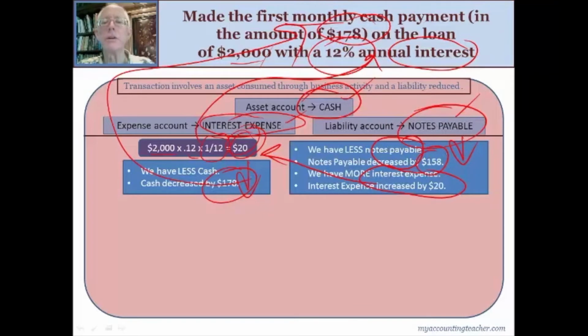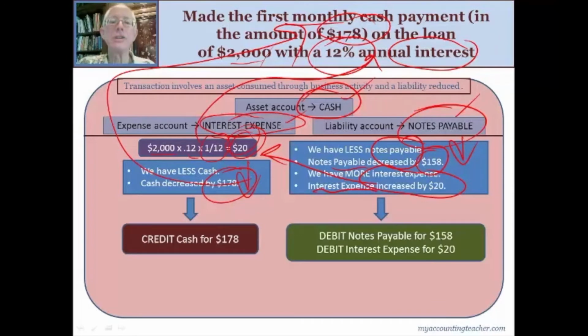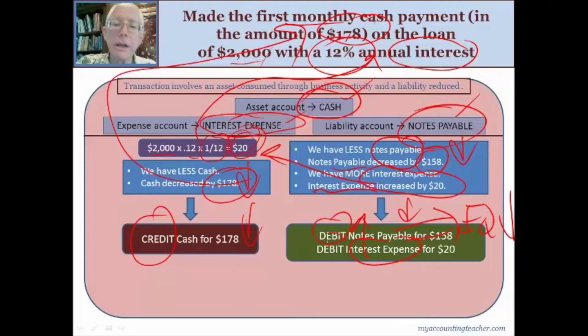Sometimes the phrases are used: interest, $20, and principal. The loan itself just went down by $158. Okay, let's just hang on. We're all right. Let's see if we can convert this into debit and credit language. Cash goes down, so that's a credit to show that that asset goes down. We paid $158 to reduce the loan, so that's a debit to show that notes payable goes down. And the interest expense, we got more interest expense, but that means that equity goes down. More expense means less equity, so we're going to debit expense.